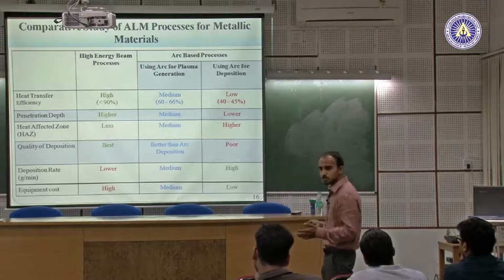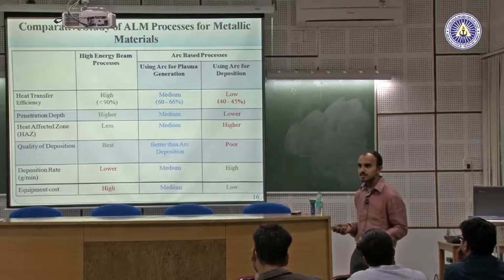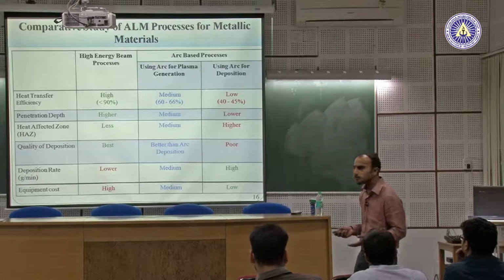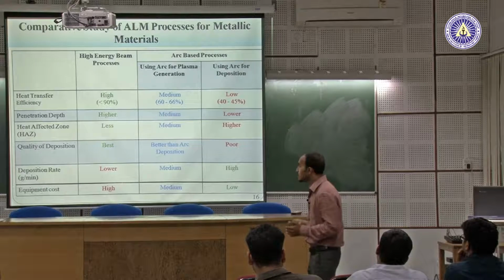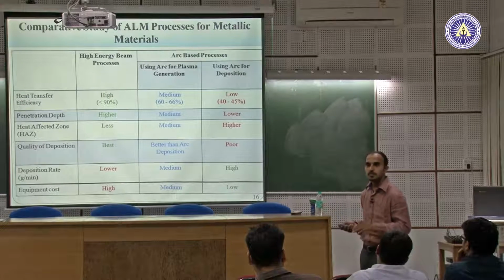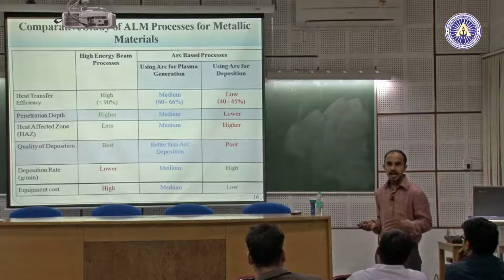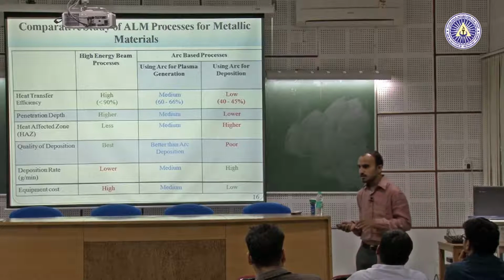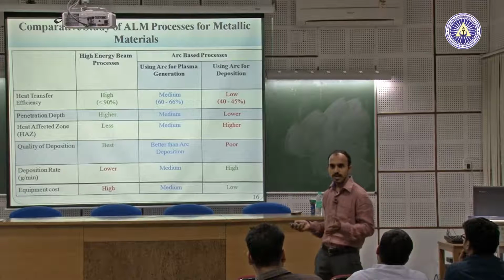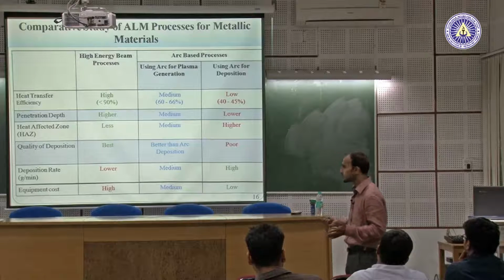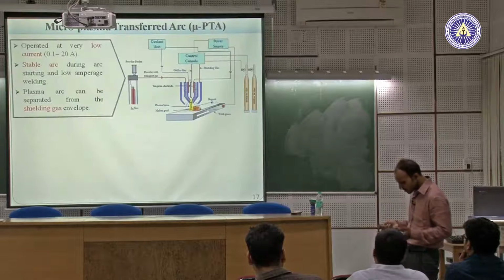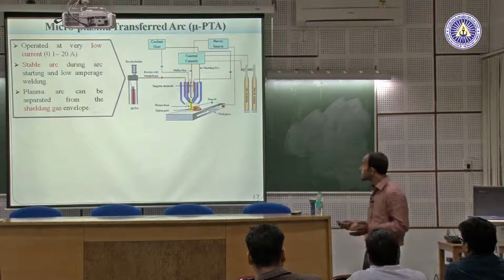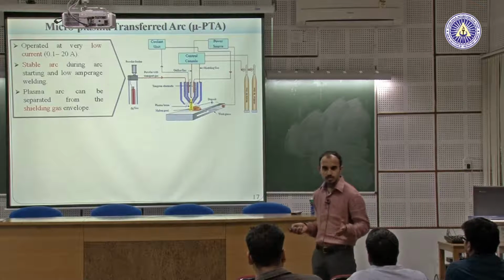And these arc deposition processes are much less expensive, but they give very poor quality. That's why plasma deposition is very material efficient and energy efficient, and it also gives a very low heat affected zone and very little distortion. That means it gives good quality depositions. So now we have to see the microplasma transfer arc depositions.